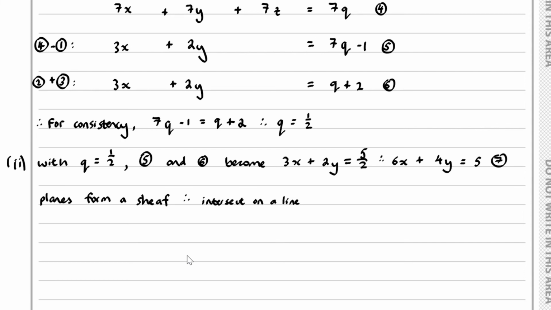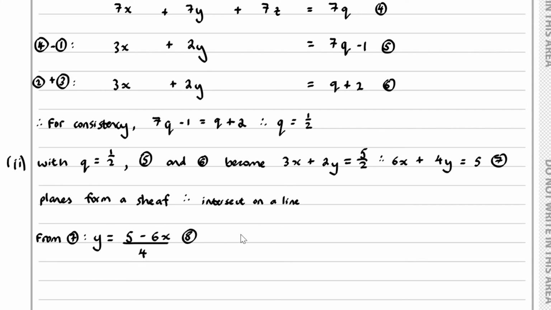So what we can do over here is with this equation 7, we can rearrange for y. So from equation 7, you can see y is equal to 5 minus 6x over 4. We'll call this equation 8. So we've got y in terms of x.